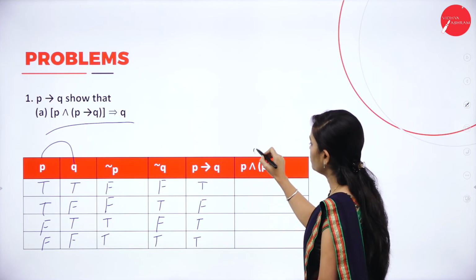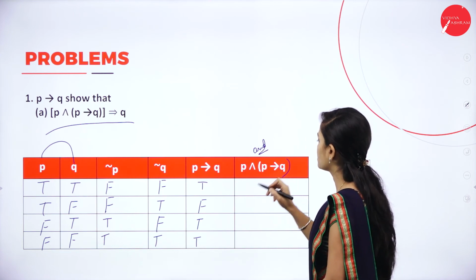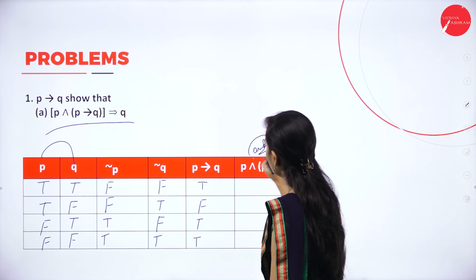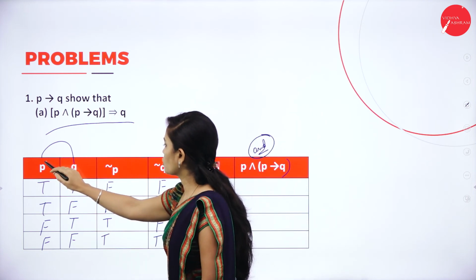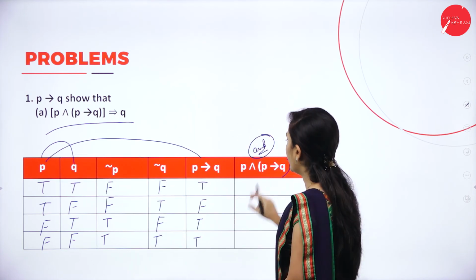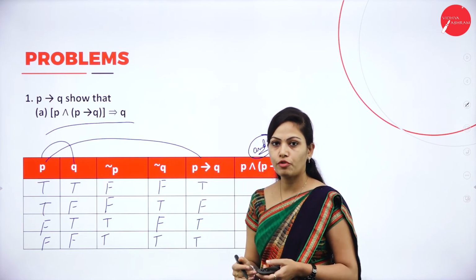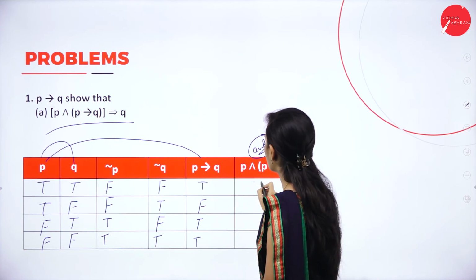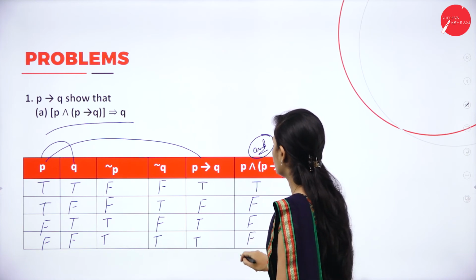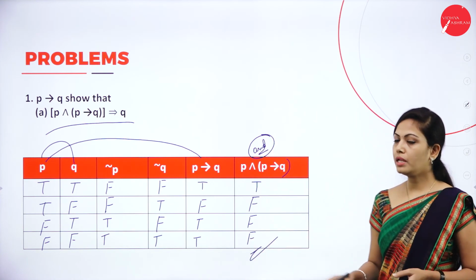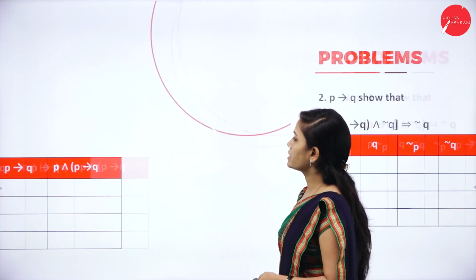So now we have to find the final statement, P and (P implies Q). Here we are using the AND operation, that is multiplication operation. You just check this column and this column. In the AND operation, if any one of the statements is false, you will get the false condition. So true, true is true, otherwise everything is false. So with the help of the truth table, we can find the logical implication. Clear?